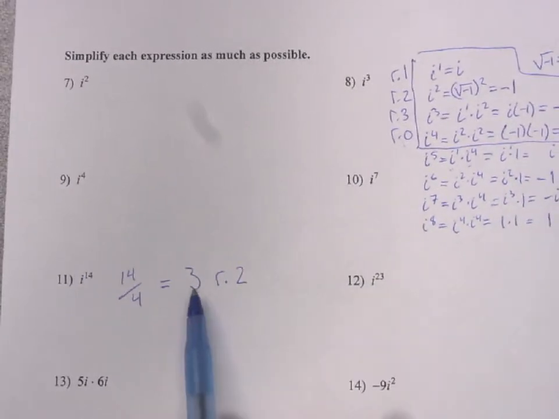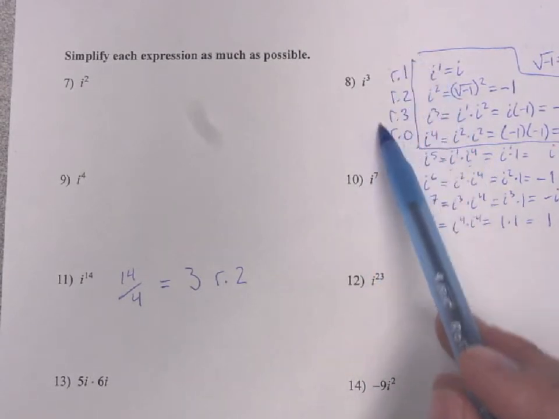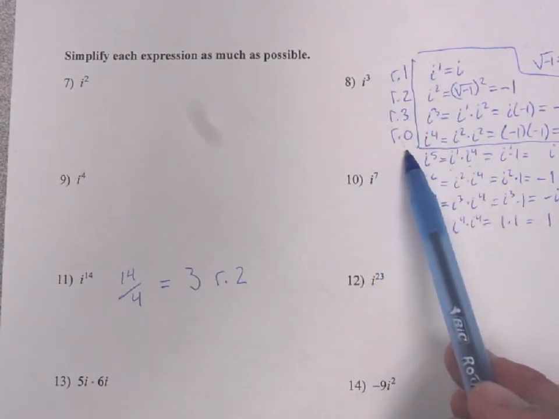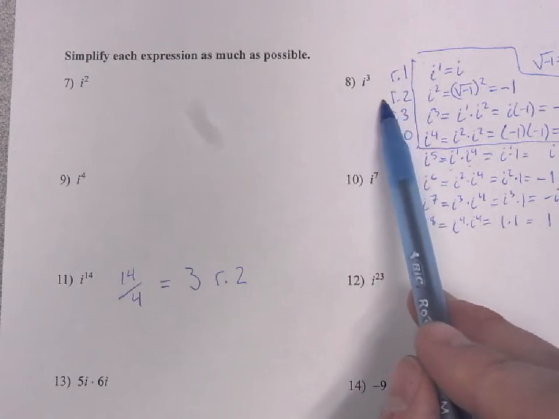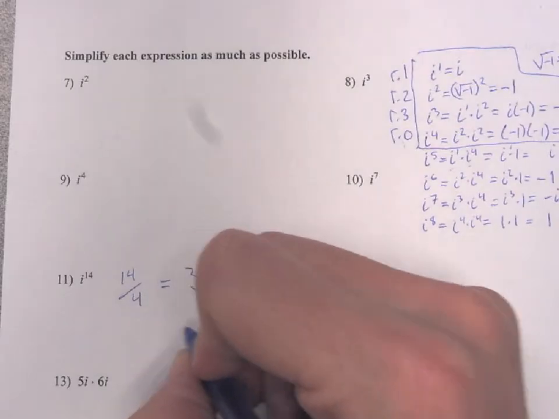So when you look back here, this is 3 remainder 2. That means I go through this cycle 3 full times, and then I go 1, 2, and I end up here. So I to the 14th is the same thing as I squared, which is negative 1.